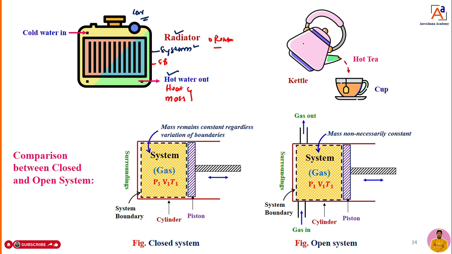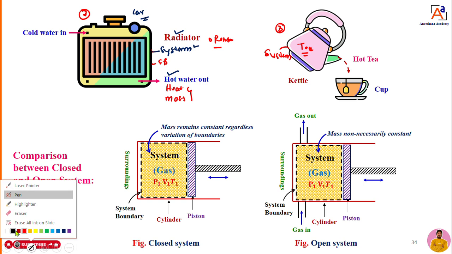Okay, so I will consider one more example, example 3. You can take a kettle. Whatever tea is in the kettle, that tea is nothing but a substance, or you can call it matter. Whatever the tea contains in the kettle, that I will call the system.